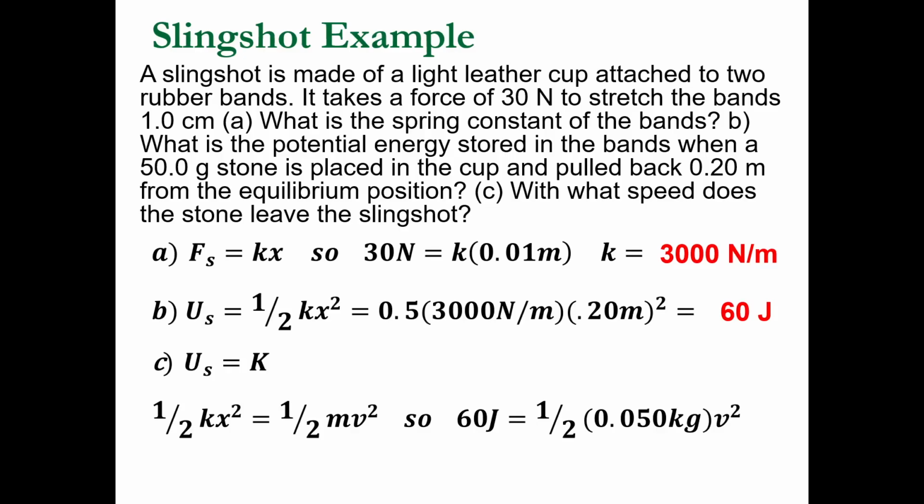And then we know the mass of the stone is 50 grams. We do have to switch it to kilograms, so dividing by 1,000. So we've got our 60 joules of potential energy stored in the slingshot equals 1/2 times the 0.050 kilogram stone multiplied by its velocity squared. And so at that point, it's just algebra. And so that velocity would end up being 49 meters per second.